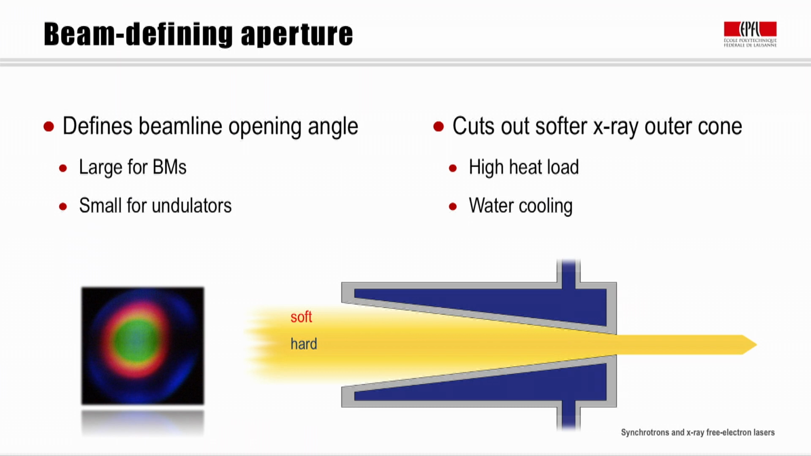Remember, it's the soft X-rays that interact most strongly with matter, so often, at least in the case of hard X-ray beamlines, the aperture cuts this out. In order to cope with the high heat load associated with this, the aperture is normally conical, thereby spreading the absorbed energy over a larger area and is water-cooled.